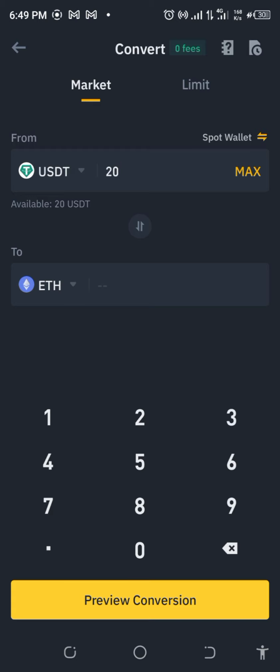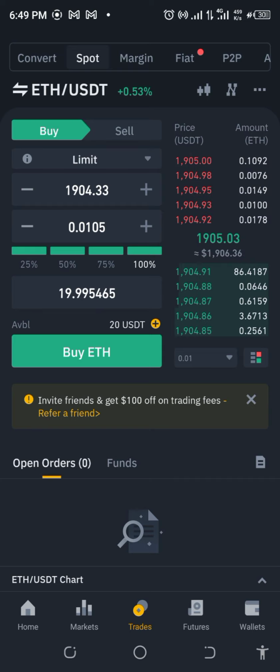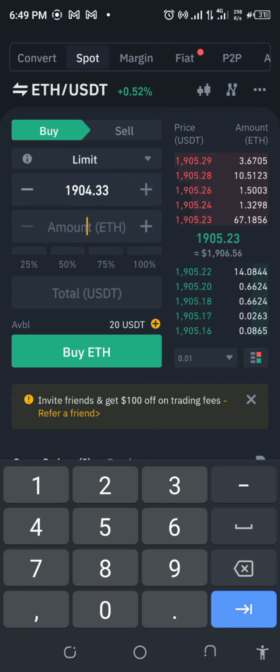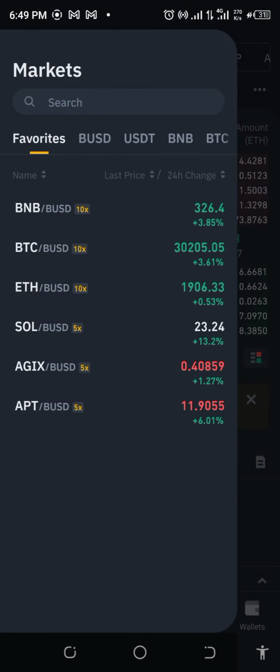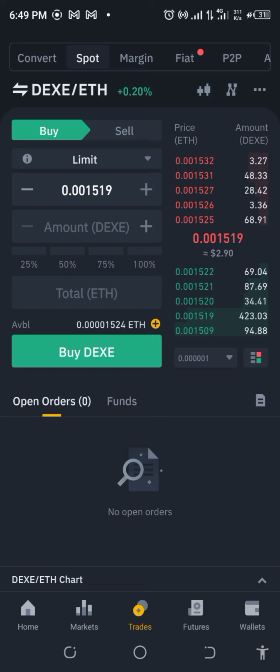I just wanted to take some time out to explain this, because I've gotten a lot of questions about this, okay? So let me go back and do this via spot trading. All I want to do is pick up the entire thing, because I know this is 0.0105, right? So let me just copy it, and then go over to where we have our DEXE, ETH. So I just want to pick this up and put it in here.